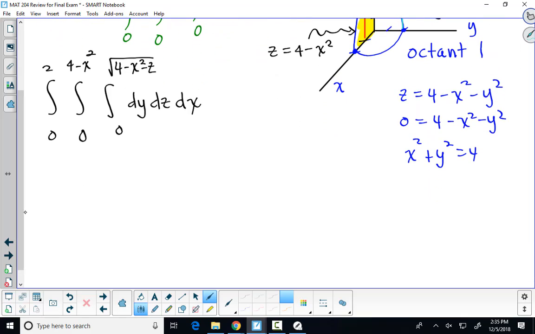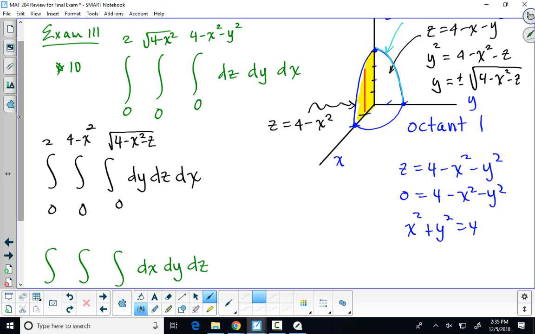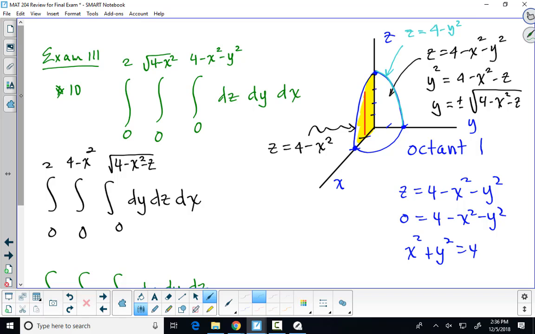So now let's switch and put x on the inside. So we're going to have our triple integral dx dy dz. So x is on the inside. That means x is the dependent variable for the surface. So what's x going to equal? The square root of 4 minus y squared minus z. Is everyone clear on how we got that? We just took our surface equation and solved it for x. And we're choosing the positive square root, which gives us the front.